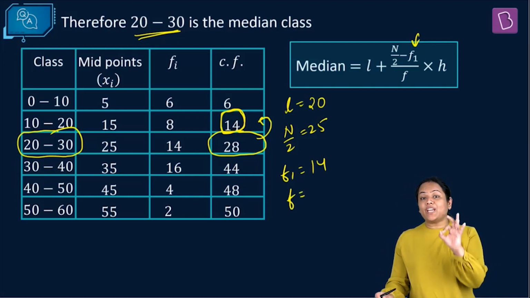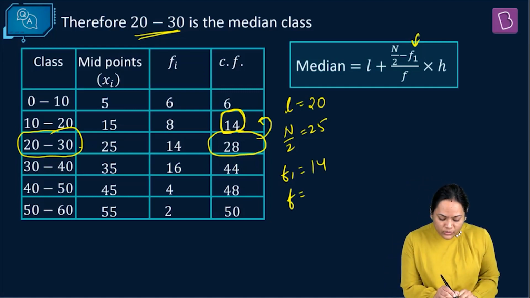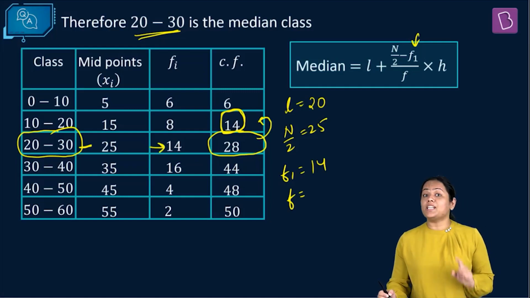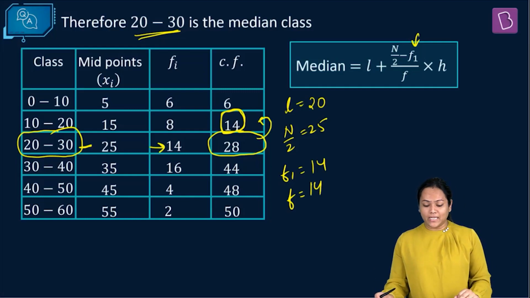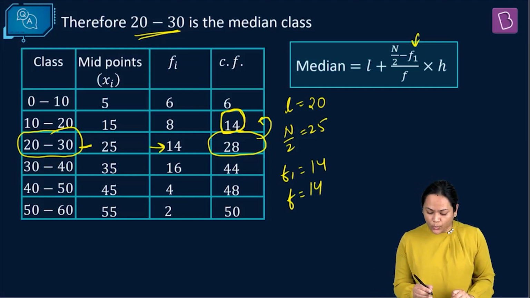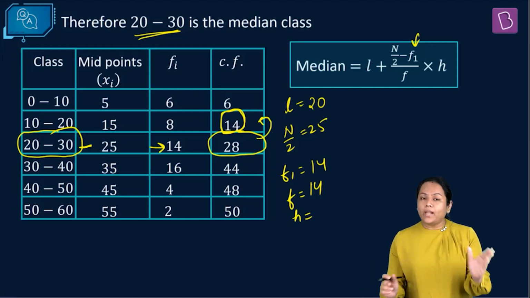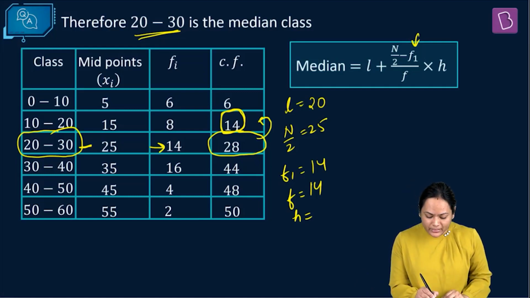Now, what is f? f is the frequency of the median class. Now, my median class is 20 to 30. So, corresponding to this, the frequency actually comes out as 14. So, my f here is 14. And what is h? Well, h is the width of the median class. So, what is the width of the median class? Well, if the median class interval is from 20 to 30, the width is 10.